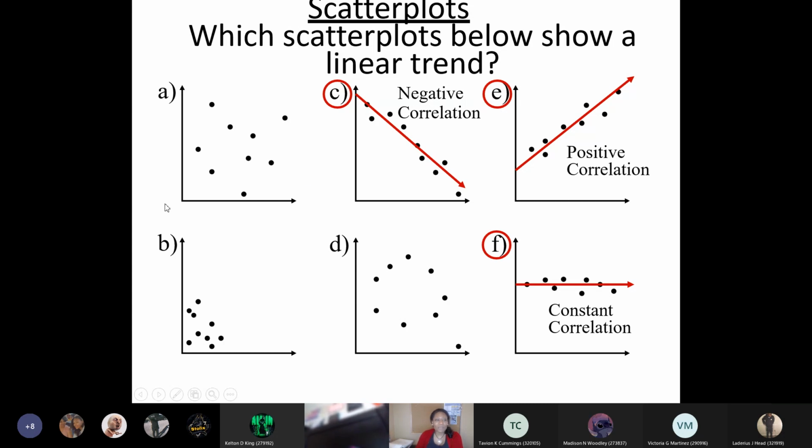Now we can't do anything with A, B, or D. Why? Because they are scattered. There's no pattern. We can't tell whether it's negative or positive or increasing or decreasing. All the dots are all over the place in no type of order. We can't tell what's happening here. So that is usually no correlation. So we're only going to pick C, E, and F because they show us positive, negative, and a constant correlation.